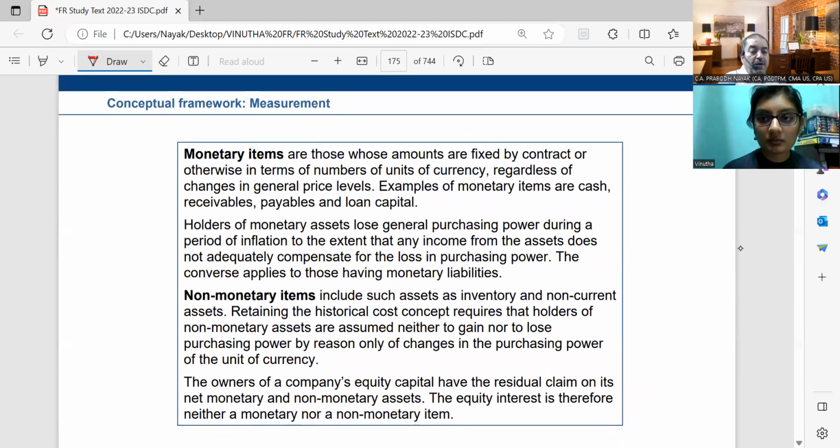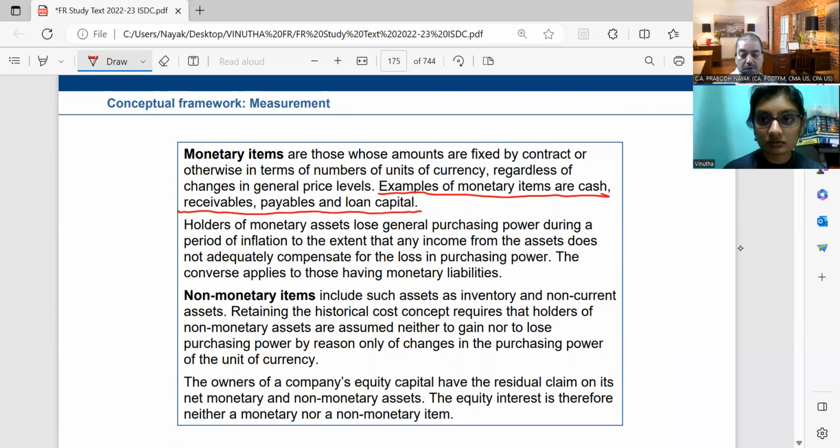Coming to monetary items and non-monetary items. I think I discussed this in the class in the last session of AFM. Monetary items are those items whose amounts are fixed. They don't change in value. Examples given are cash, receivables, payables, loan capital, etc. Remember the examples, and you'll know what is a monetary item.